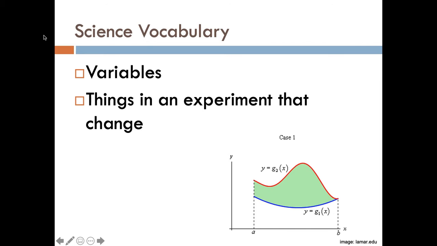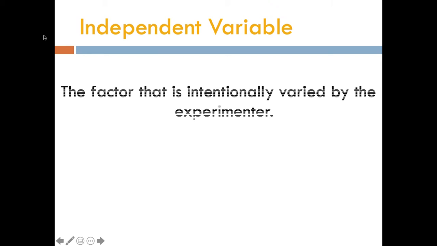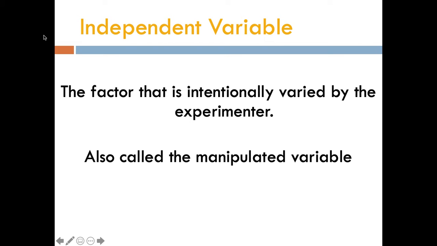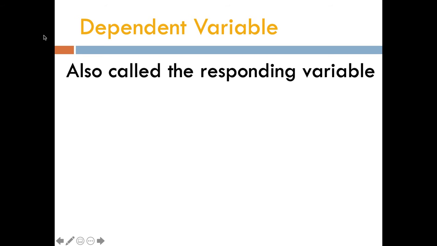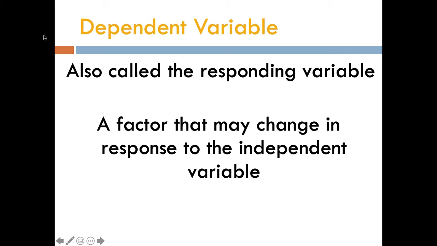Science vocabulary. Variables are things in an experiment that change. The independent variable is the factor that is intentionally varied by the experimenter, also called the manipulated variable. The dependent variable, also called the responding variable, is a factor that may change in response to the independent variable.